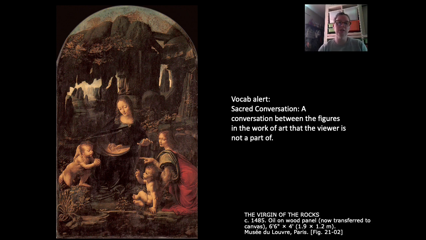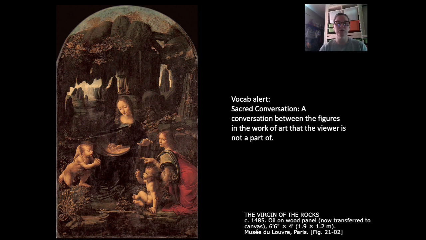The figures in the composition are having a sacred conversation, just like the slide that we looked at last lecture, the sacred conversation that Nanni di Banco's Four Crowned Saints were having. Similar concept. The four figures here point at each other, they look at each other, they're talking to each other, they're communicating with each other, and the viewer is not part of that scenario.